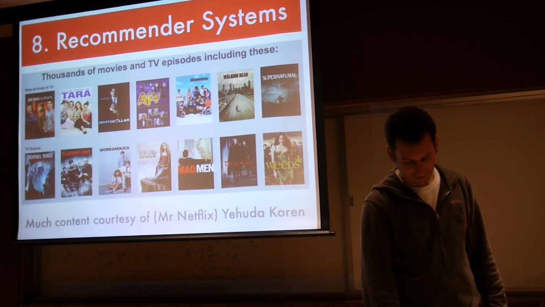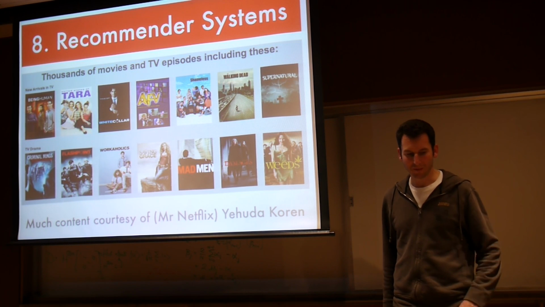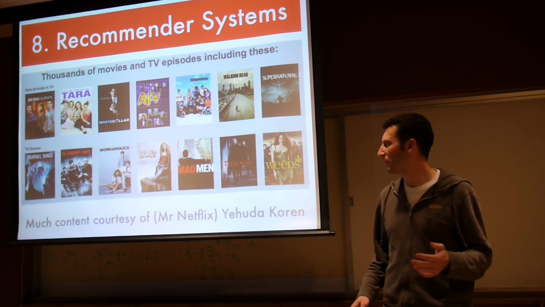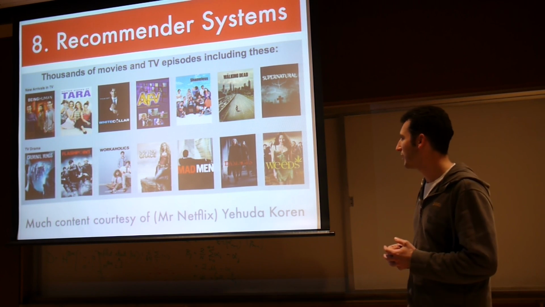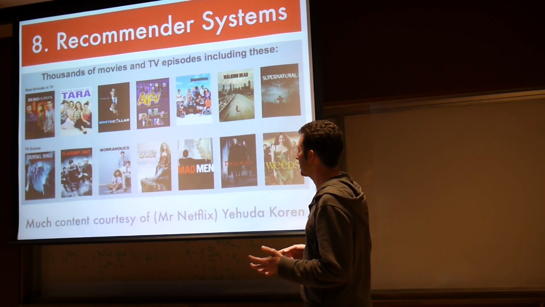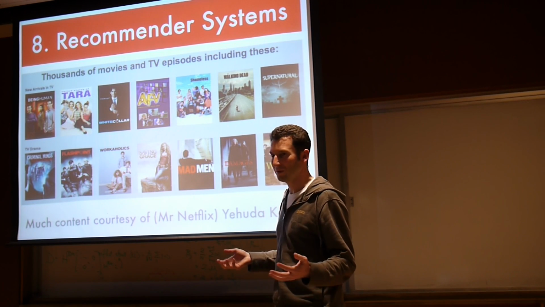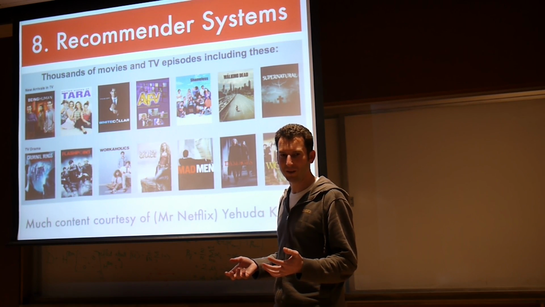So let me start with some basic ideas. Recommender systems, we all probably know them from Netflix. They really popularized it. And the issue is basically, you have thousands of movies and maybe TV episodes and so on, and you want to determine which ones you're going to pick.